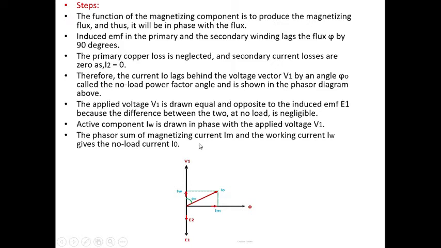The active component IW is drawn in phase with the applied voltage. So along with the voltage we can see the active component, that is IW, in phase, and the magnetizing component is drawn on the other side, that means along with phi. So we can see in the phasor diagram that the phasor sum of the magnetizing current and IW gives the no load current. So this is the phasor diagram of the transformer at no load.